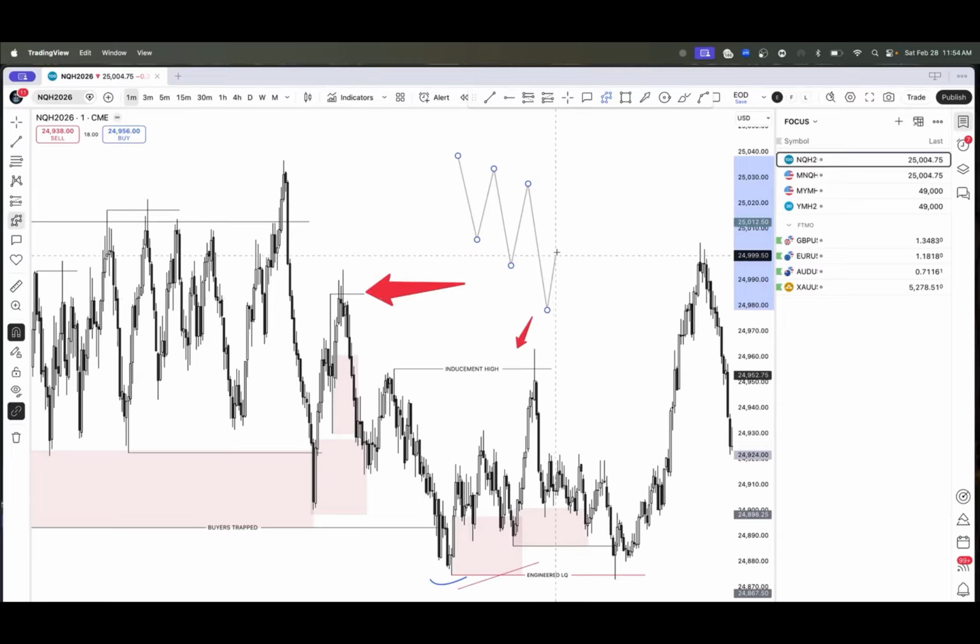So we need to see price respect those areas before. Holy shit, that was a terrible drawing and terrible example.